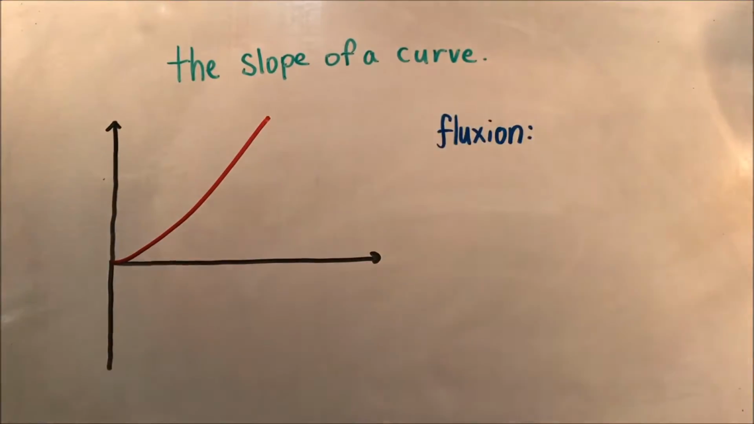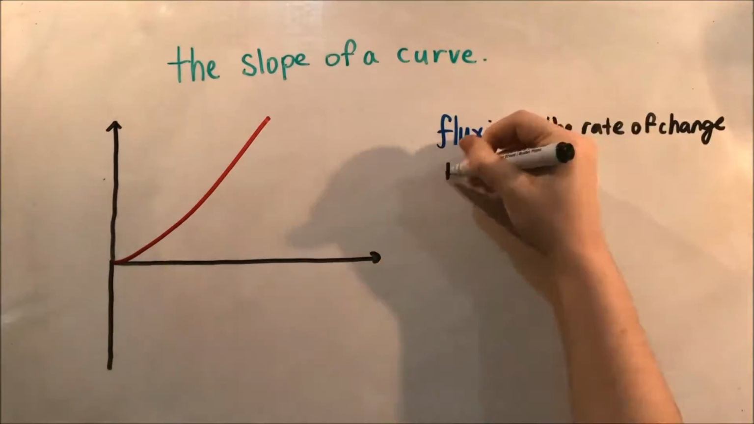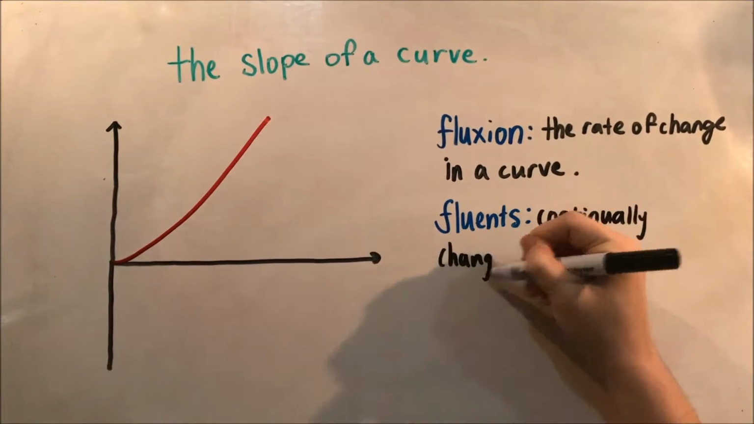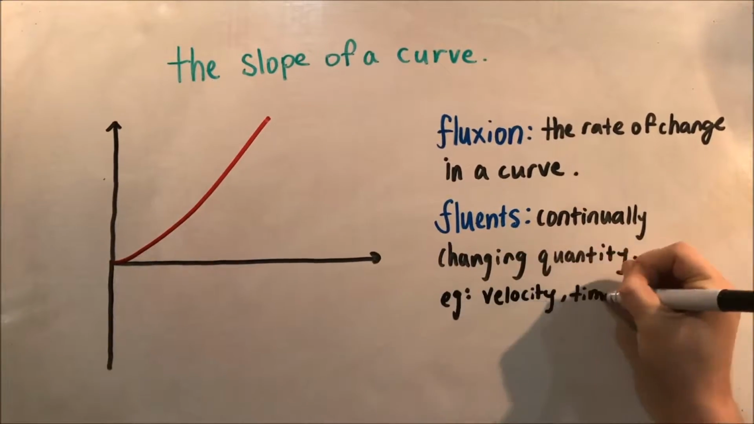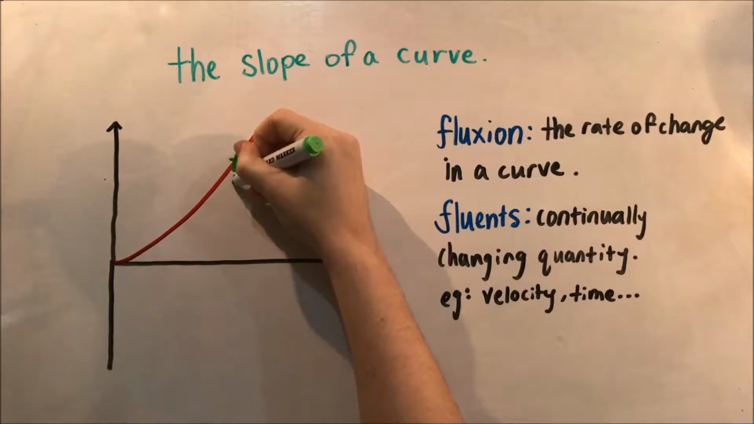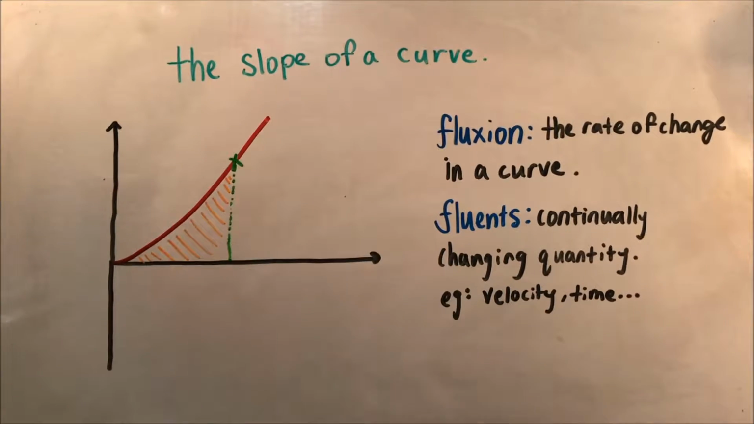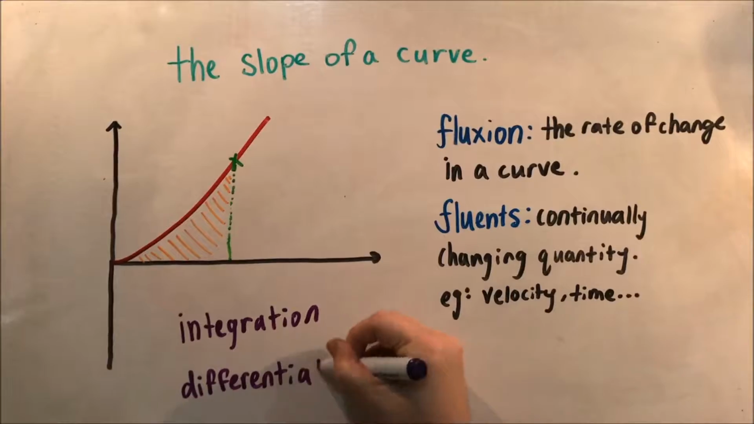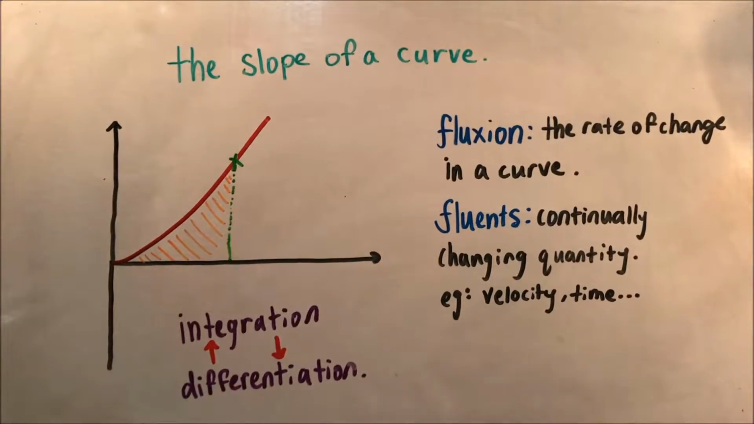It involved the fluxion, which represented the rate of change in a curve, and the fluence, which were representative of a continually changing quantity, be it velocity, time, etc. As a result, he also discovered integration, which he found to be the method of finding the area under a curve. Furthermore, he soon established that integration and differentiation were inverse functions of each other.